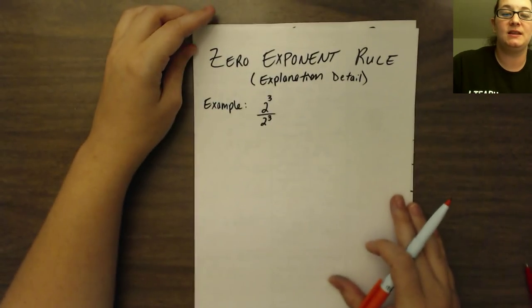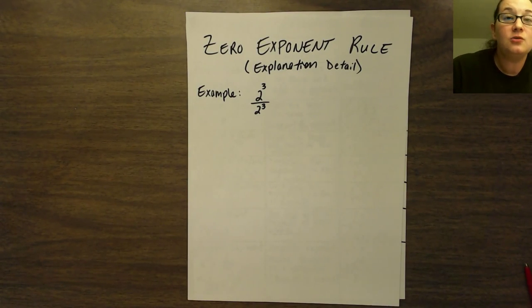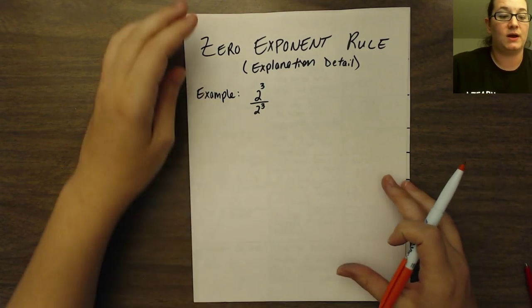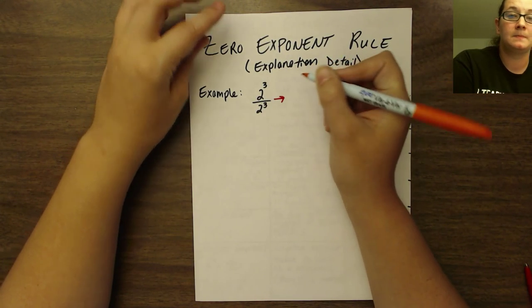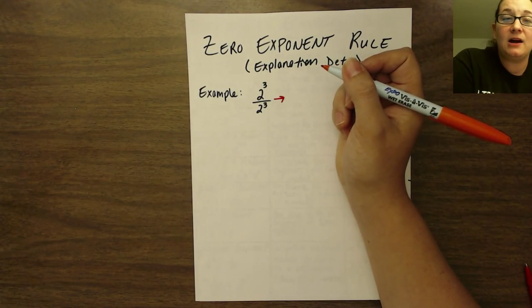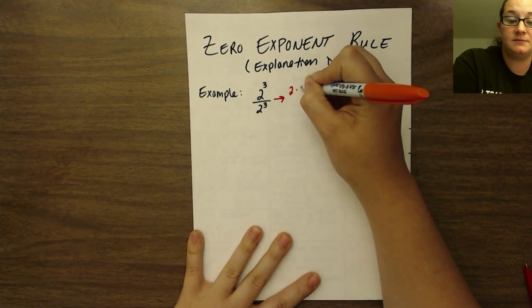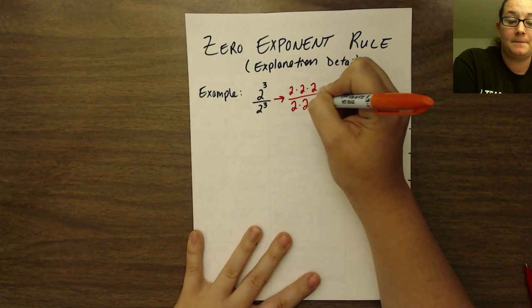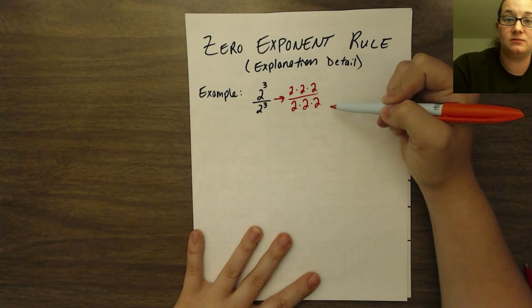So if we just get this 0 exponent rule, there's a few ways we can deal with this, and all of them are good, valid ways. So I can deal with this by just expanding it out. I mean, they're numbers, so maybe I can actually do it. So here I have 2 times 2 times 2 over 2 times 2 times 2. And I can start canceling if I want to.